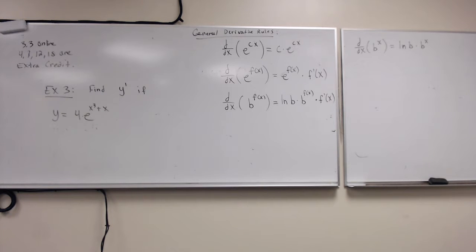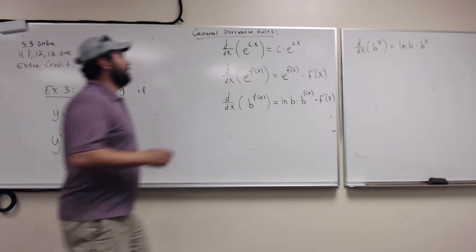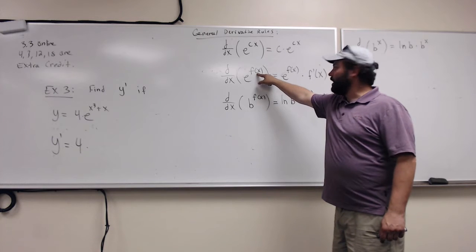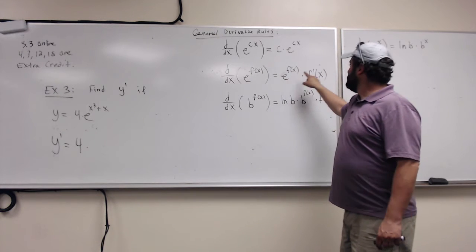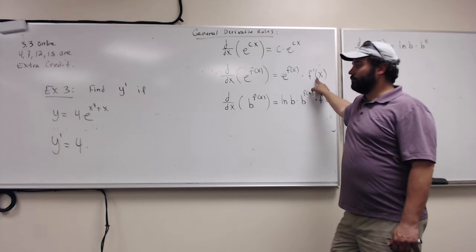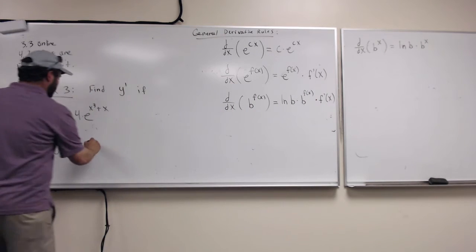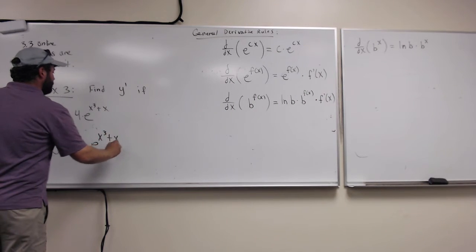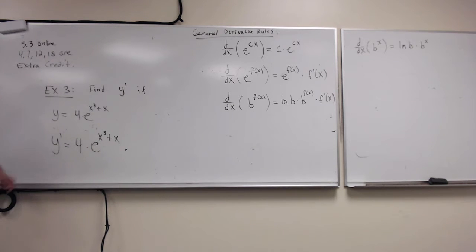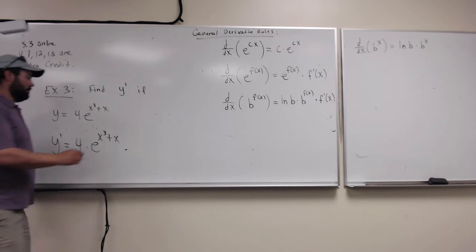All right, so hopefully everyone's thought about this for just a minute. A couple things we're using. This is a constant multiple of a function for starters. So your derivative is going to be 4 times, and then what does your general derivative rule say for e to a function of x? It says if your power is a general function of x, the derivative is the same thing times the derivative of the exponent. So I'll write down the same thing and then multiply by the derivative of the x cubed plus x.